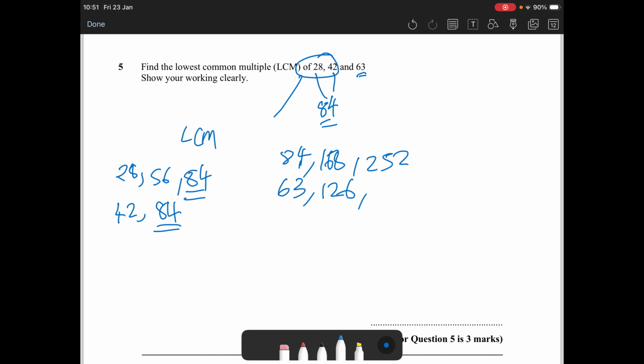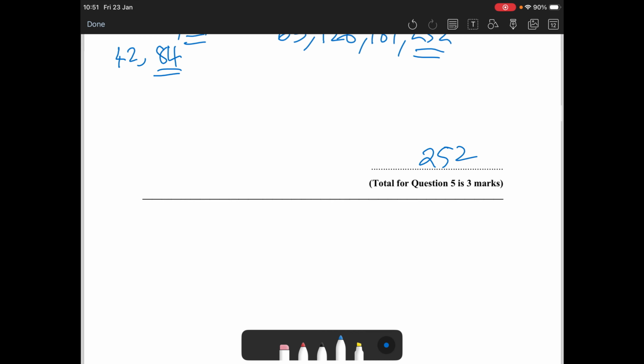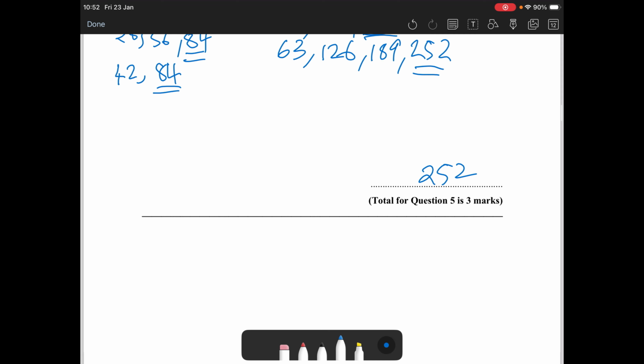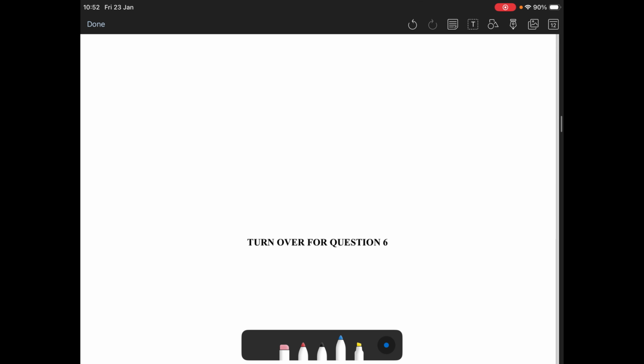Let's do the same for the 63 times tables. 189. Oh dear, is this going to be a long one? 252. All right, no, we're good. So we got 252 on both, right? For me, if you're doing the Venn diagram method, you should end up with that, right? But to be honest, this is going to get 4 marks. And yeah, we're done. Right, next question.